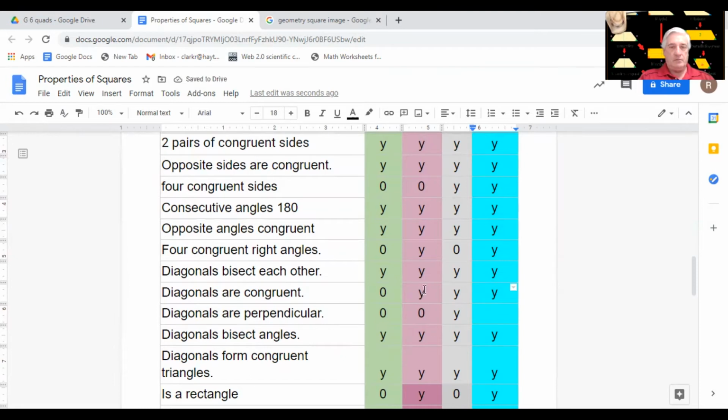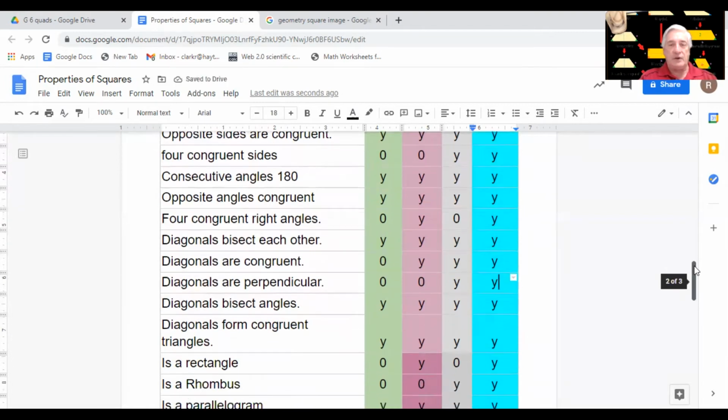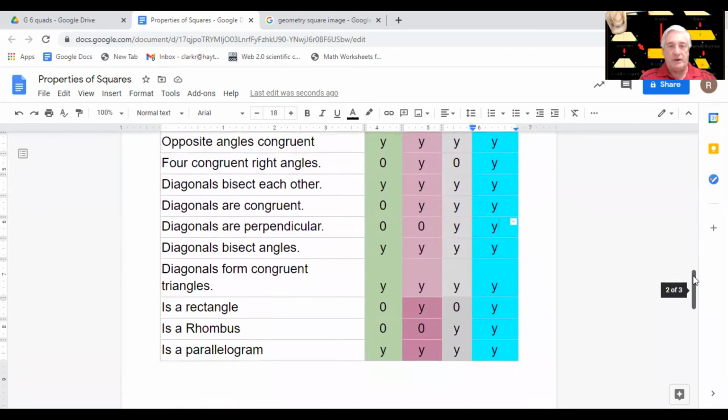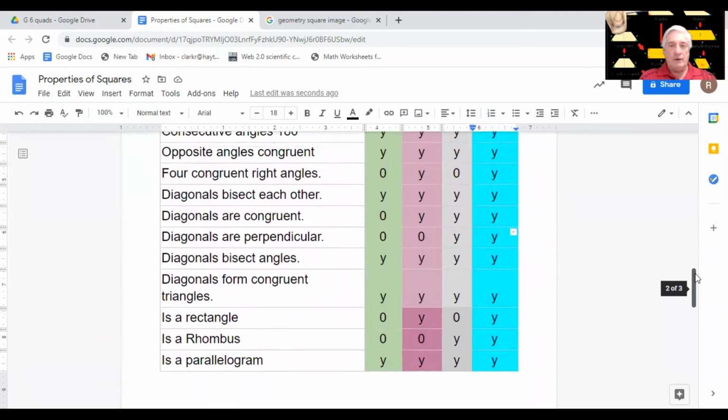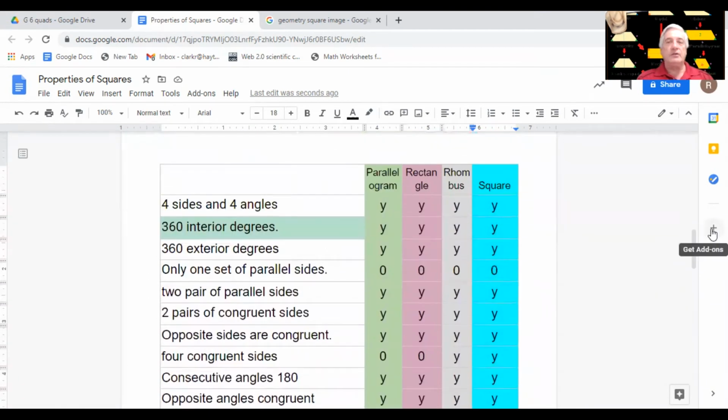Diagonals are perpendicular. It was not true about a parallelogram, not true about a rectangle. It was true about a rhombus. A square is a rhombus, so put a Y there. Once again, if there's a Y anywhere in these three columns, we're going to bring it over to the square. Now, what do you have? The square on your chart has 1, 0. Only one set of parallel sides, that's the trapezoid. And that's everything about the square.